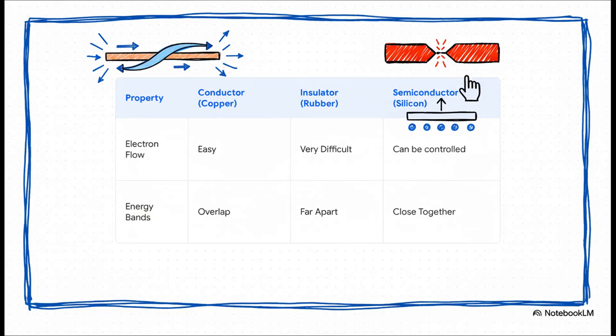Let's do a quick comparison. You've got conductors, like copper wire, where electrons can just flow freely. Easy. Then you've got insulators, like rubber, where electrons are locked down tight. They can't move. But a semiconductor like silicon, it's special. Normally, it acts like an insulator. But, and this is the key, we can control it to act like a conductor. It all comes down to how much energy an electron needs to break free. In silicon, that energy gap is really, really small. All it needs is a tiny little push.